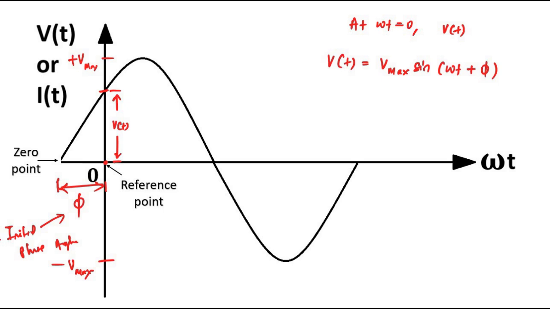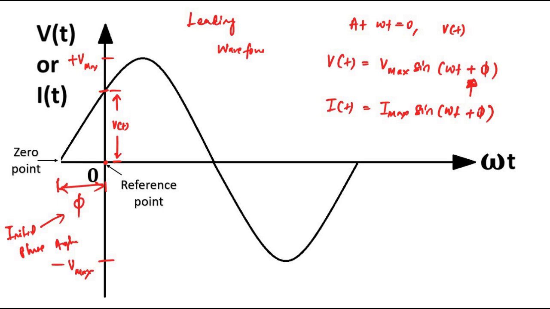So here you can see I have used the plus sign, sine omega t plus phi. Such an AC waveform is called a leading waveform, sine omega t plus phi. If it is current, then it becomes i(t) is equal to Imax sine omega t plus phi.